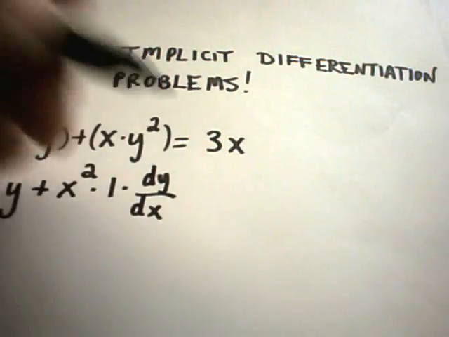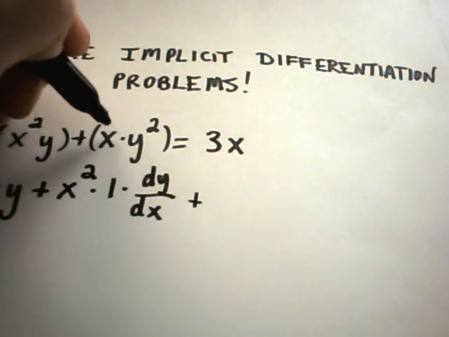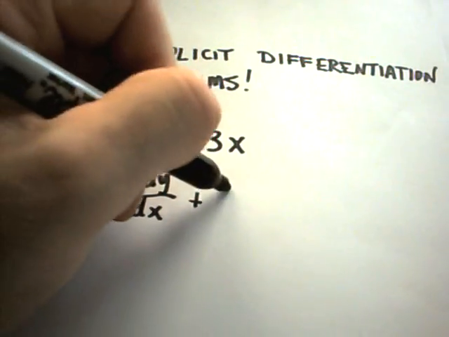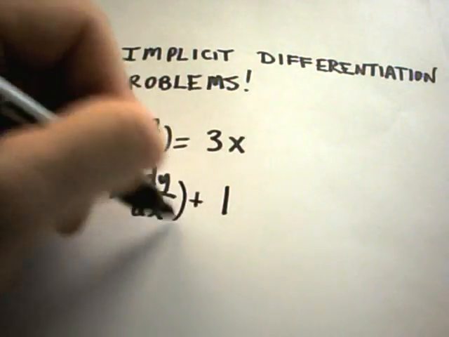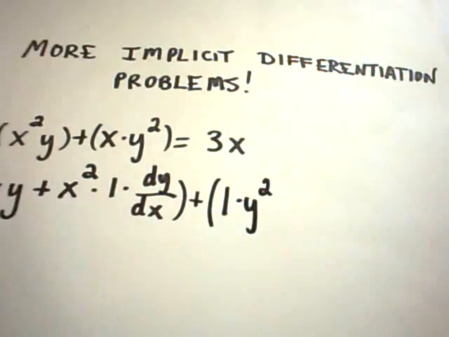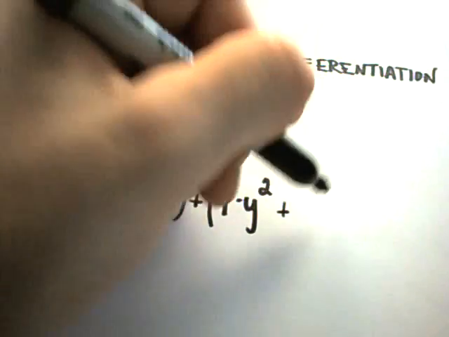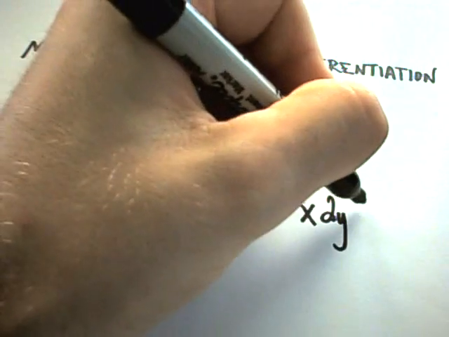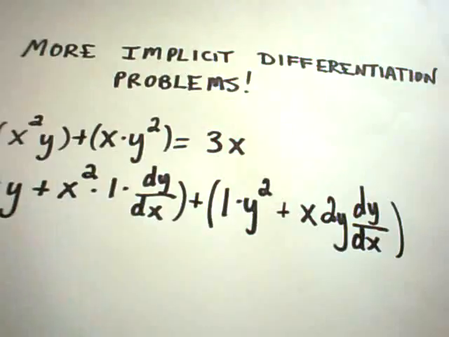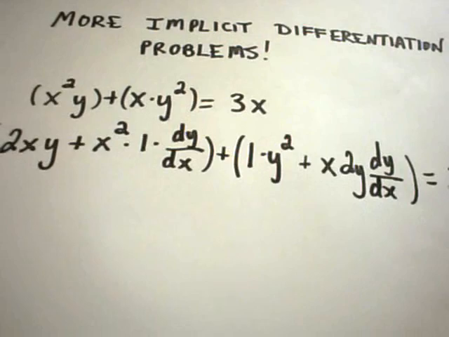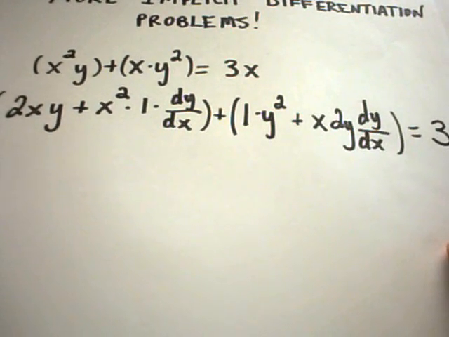And now I'll have to do the same thing with my next term, my x times y squared term. So again, if I take the derivative of x, I'll get 1, put this stuff in parentheses. I leave the y squared term alone. Plus, now I'll leave the x alone. The derivative of y squared is 2y, but again I have to tack on this dy dx term, and that's going to be equal to the derivative of 3x, which is simply 3. So sorry, running out of a little bit of room here.